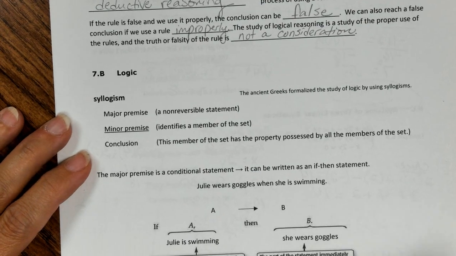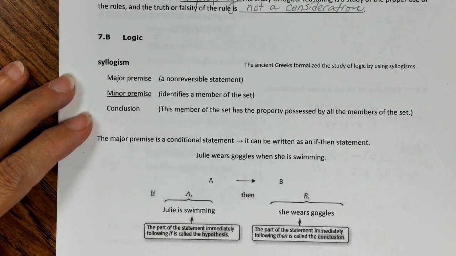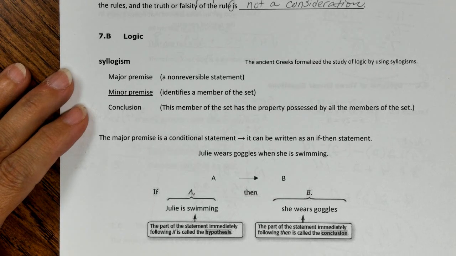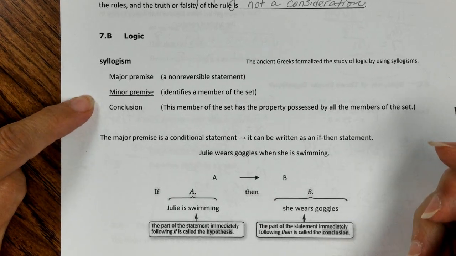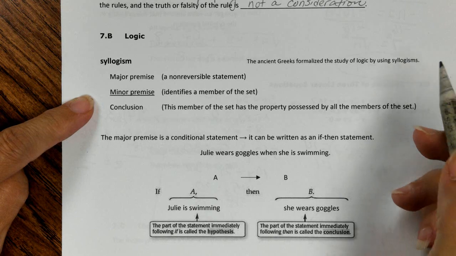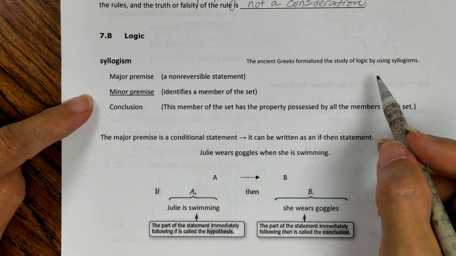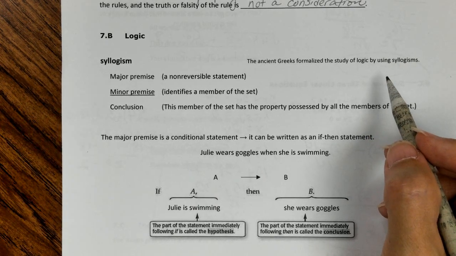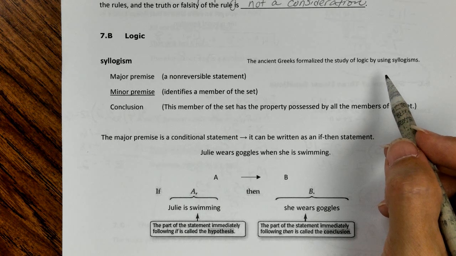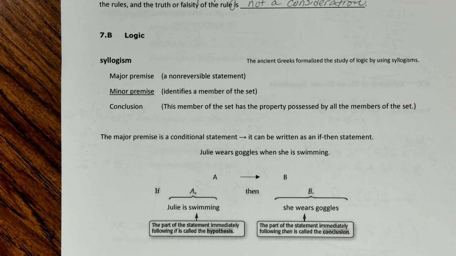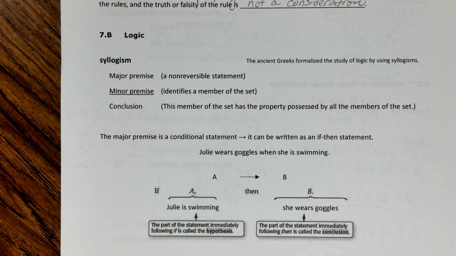Part B is just called logic, and we'll be doing a good bit with syllogisms. This is something the Greeks used in their study of logic, and it starts out with a major premise, which is a non-reversible statement. You'll see a bunch of examples.